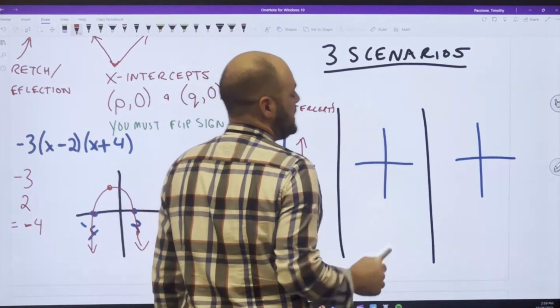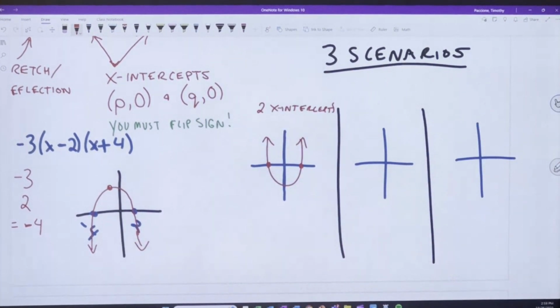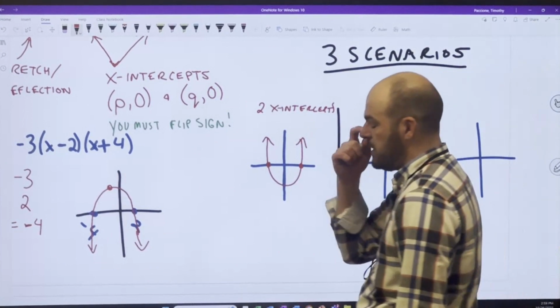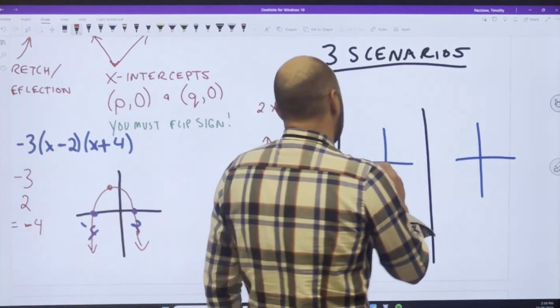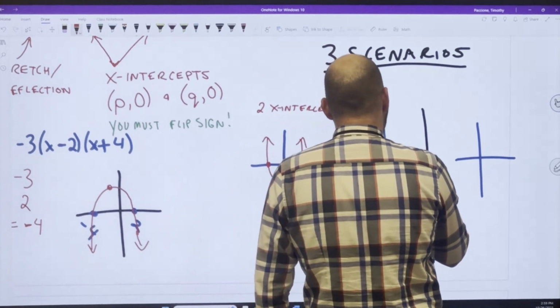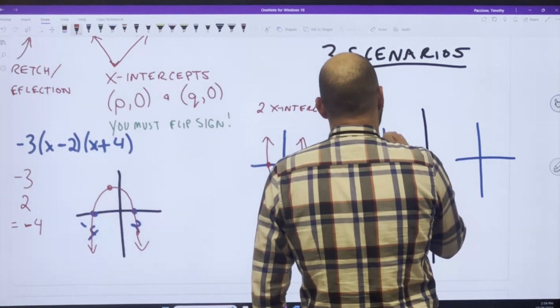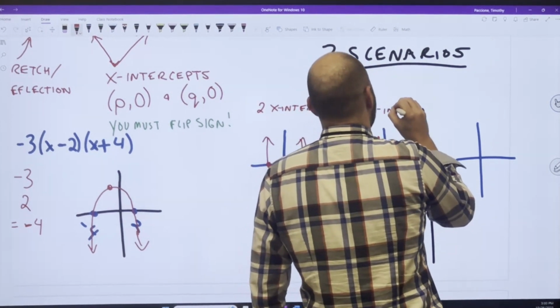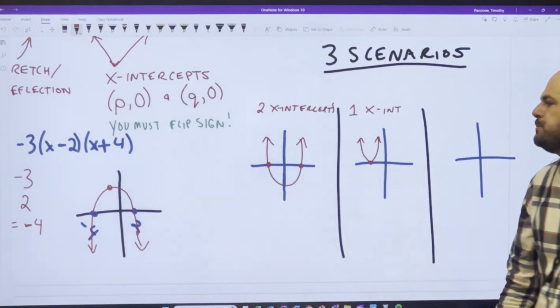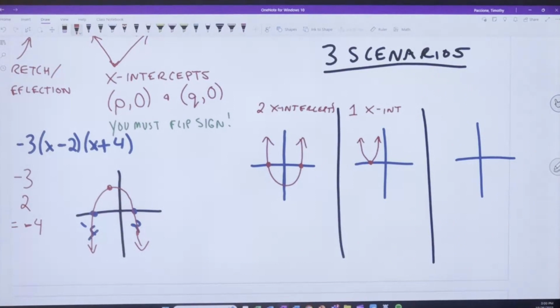But that's not the only situation. How's that possible to have anything other than 2 x-intercepts? What do you think? Is there any other possibility? Yeah, you could have 1. What if the vertex is right on the axis? That would be 1 x-intercept. And we'll find out what that looks like in a form.